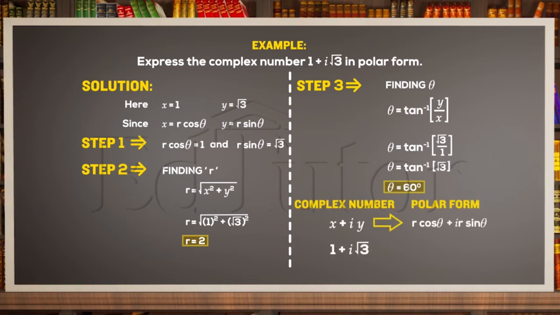Lastly, substitute these values of r and theta here. And finally, we get the polar representation of the given complex number 1 plus iota root 3 as 2 cos 60 degrees plus iota 2 sin 60 degrees. Easy. Now you know how to convert a complex number to its polar form.